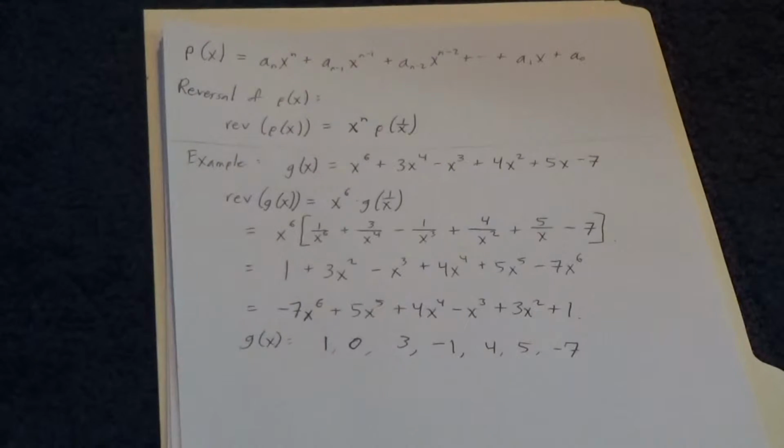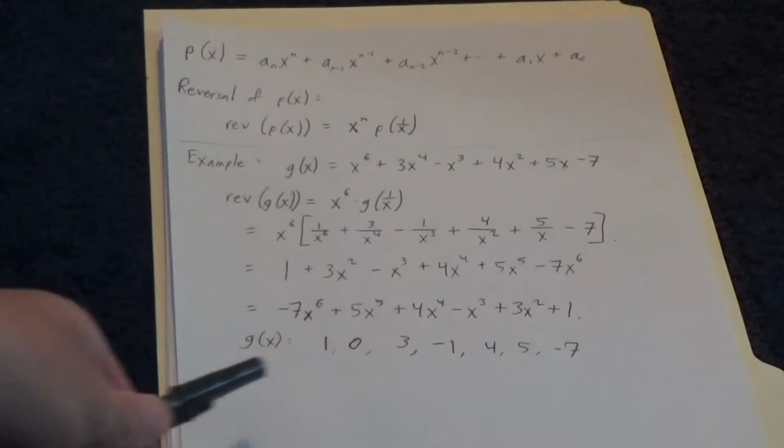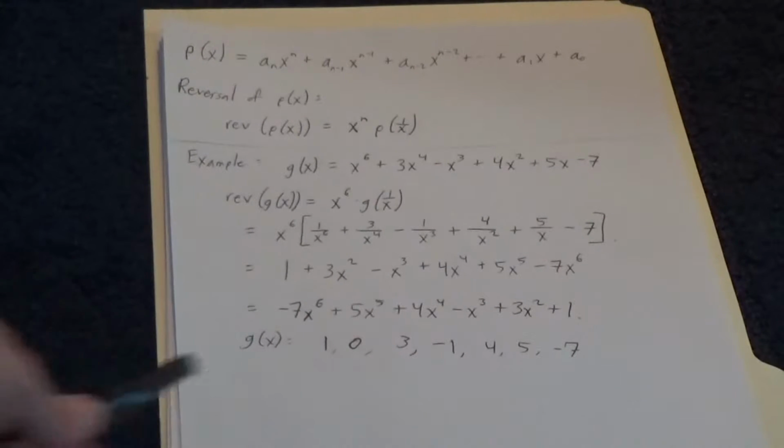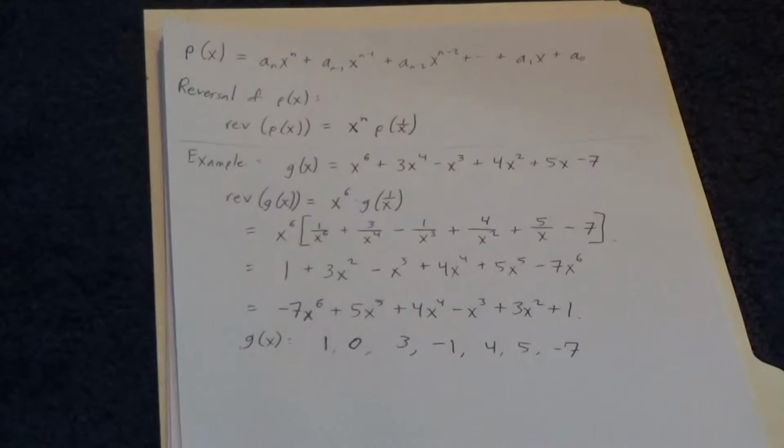Now what we can do from here is simply read off each of these coefficients in backwards order, and those are the coefficients of the reversal of g of x. And also I'd like to point out that the degree of a reversal of a polynomial is equal to that same number, that is the degree of the original polynomial. So they share the same degree, by definition.